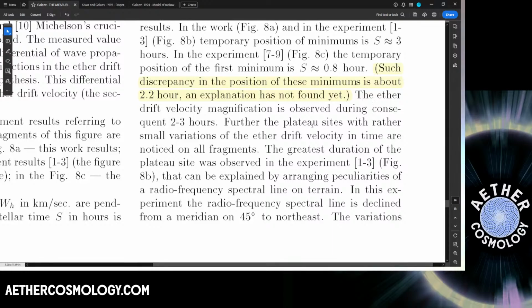Anyway. The ether drift velocity magnification is observed during the consequent 2 to 3 hours. Further, plateau sites with rather small variations of the ether drift velocity in time are noticed on all fragments. The greatest duration of the plateau site was observed in the experiment of 1 through 3, figure 8b. That can be explained by arranging peculiarities of a radio frequency spectral line on terrain.